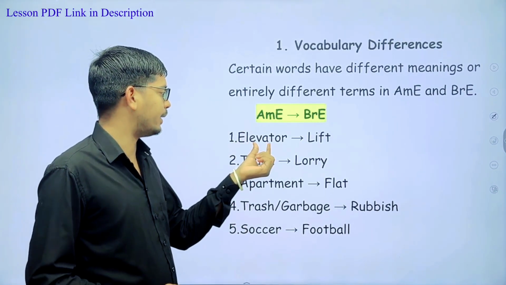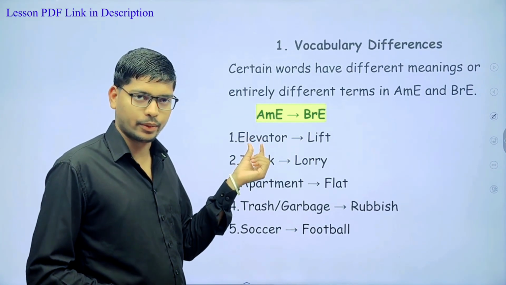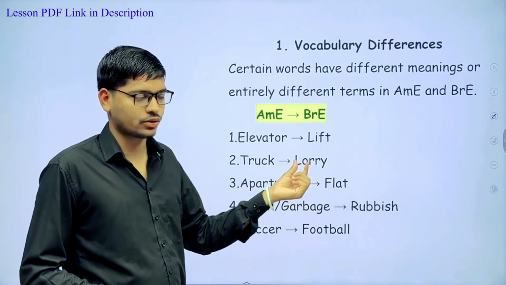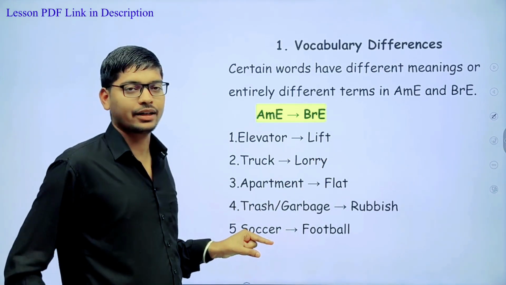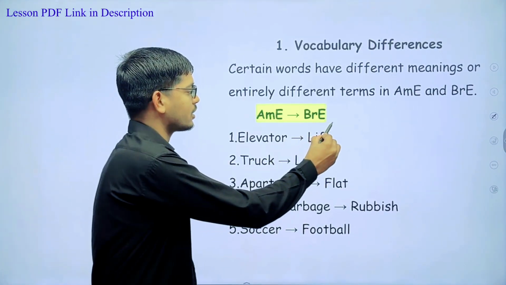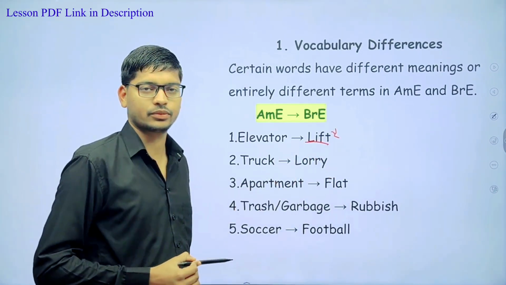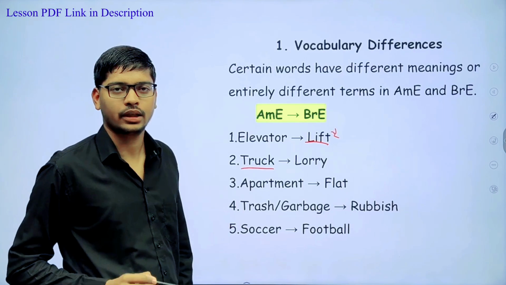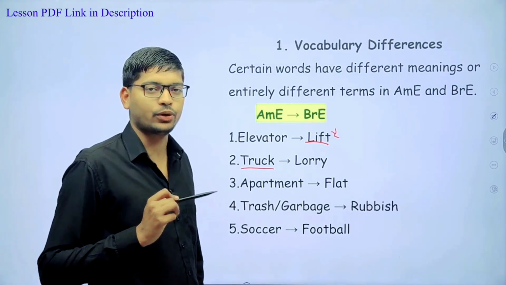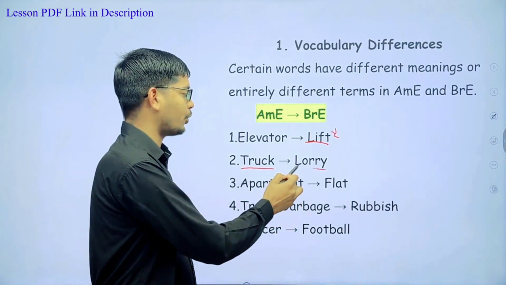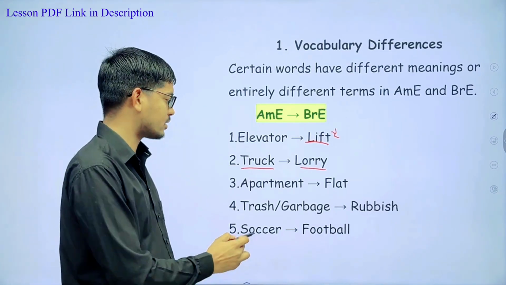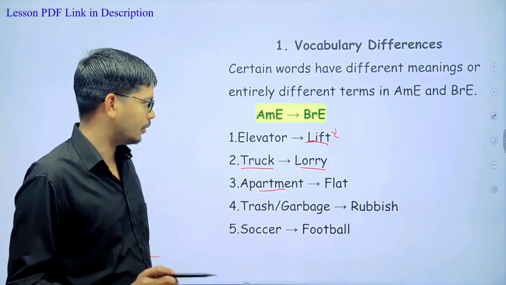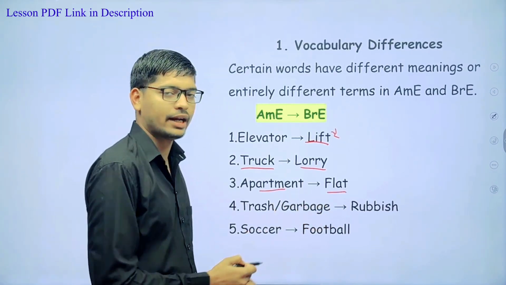Elevator in American English, and lift in British English. So in American English we say elevator, and in British English we say lift. Okay. Next, truck in American English, and if I talk about British English, lorry. Okay. Next, apartment in American English, and in British English we say flat.